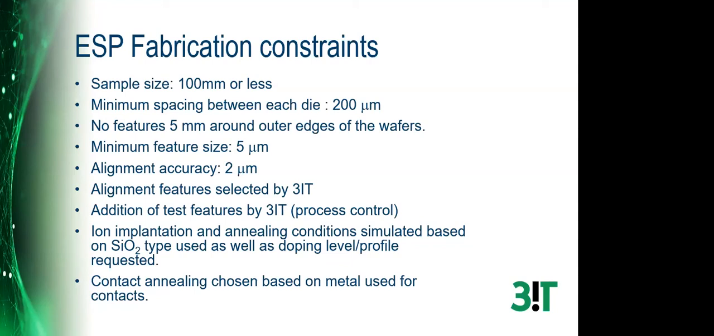We will add alignment features and test features. These will not be on any designs. This will be outside of the designer's design, so none of those will actually be seen by any user. We select the ion implantation and annealing conditions based on what oxide we use, as well as the doping level and profile that is requested by the designers, if specific requirements are requested. And also the annealing conditions are selected based on the metals that we use for the gate, drain, and source.